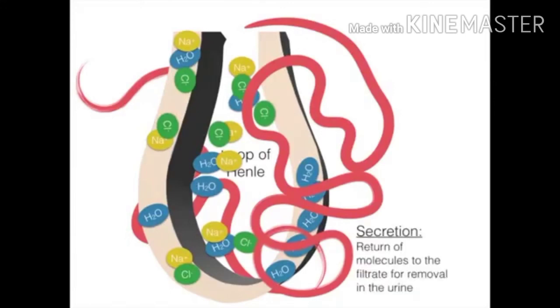The sodium and chloride may either follow the water and be reabsorbed into the blood, or they may be secreted back into the filtrate for removal in the urine. The fate of these ions depends upon the ion concentration in the blood and the hydration level of the animal.